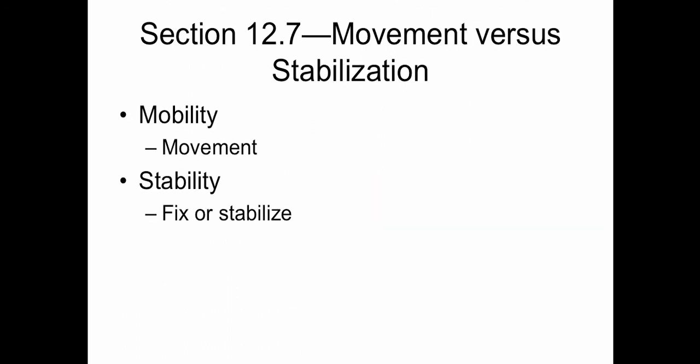A muscle can create a force that can cause or modify movement of a body part at a joint. It can also create a force that can entirely stop movement of a body part at a joint. A muscle that contracts to create a force that holds a body part in a static position is said to fix or stabilize that body part.